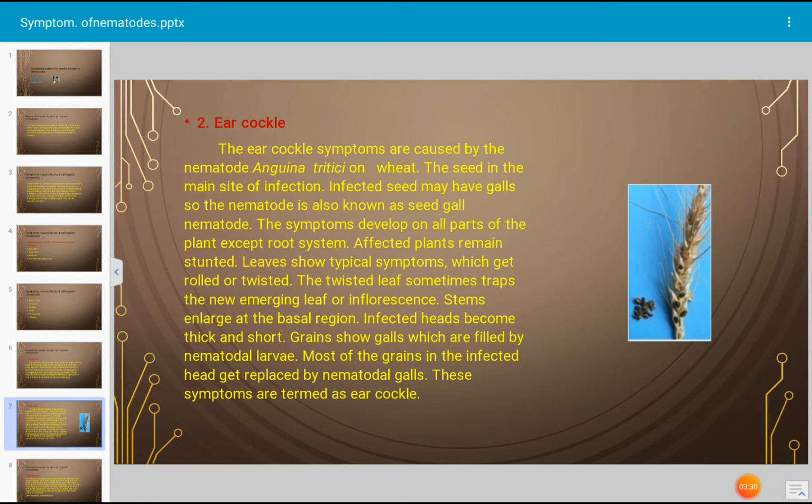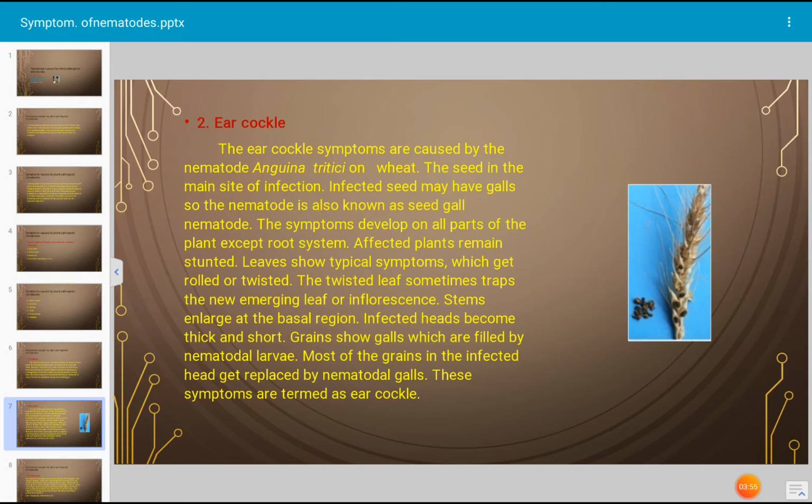Stems enlarge at the basal region. Infected heads become thick and short. Grains show galls and are filled by nematodal larvae. Most of the grains in the infected head get replaced by nematodal galls. These symptoms are termed as ear cockle symptoms. The affected plants remain stunted and mostly show twisting in the entire plant.